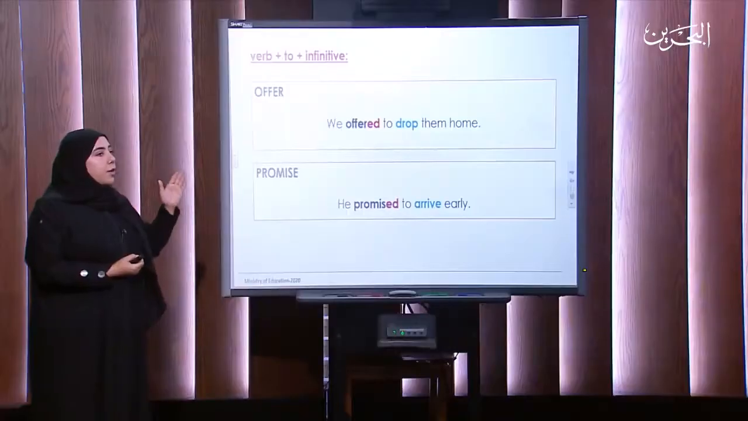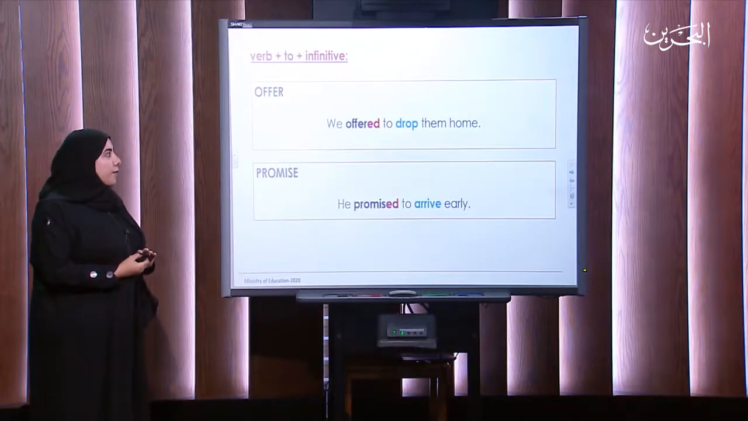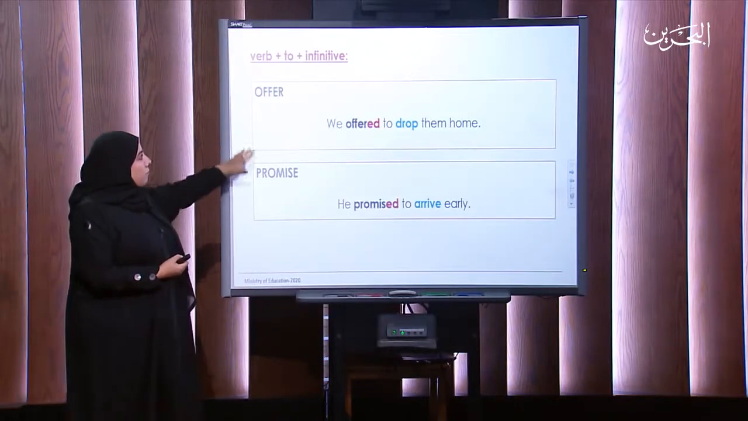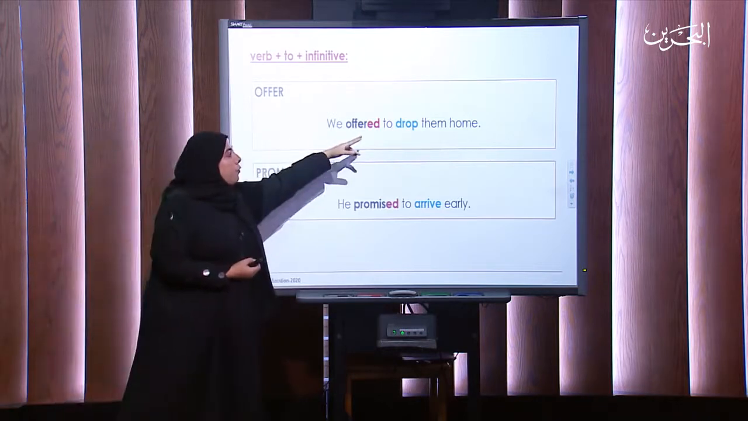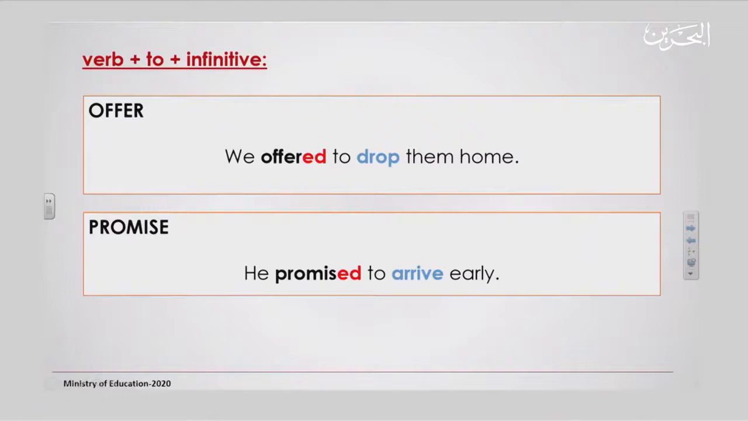Number 1, verb plus to plus the infinitive. So you have two verbs, for example, offer. We offered to drop them home. So as you can see, the verb offered plus to plus the infinitive drop. The same goes for promise. He promised to arrive early. As you can see, verb plus to plus the infinitive.